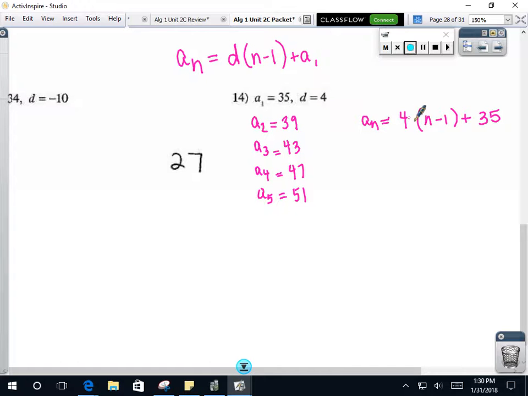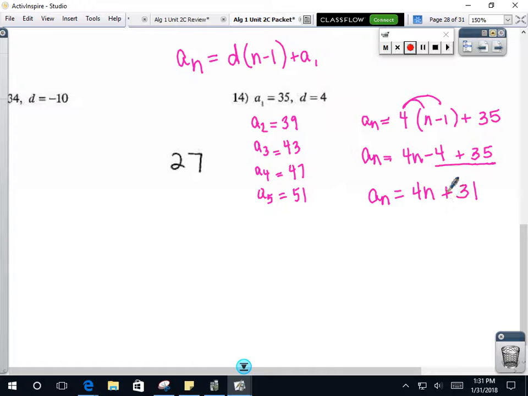Sometimes they may leave the answer like that, but more times than not, they are going to simplify by distributing out the 4, and that makes a 4n minus 4, and then bring down the plus 35, and now the last step is combine like terms. 4n can't be combined with anything, but negative 4 plus 35 is 31.